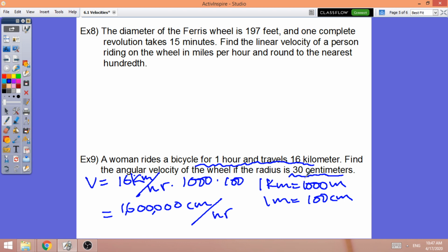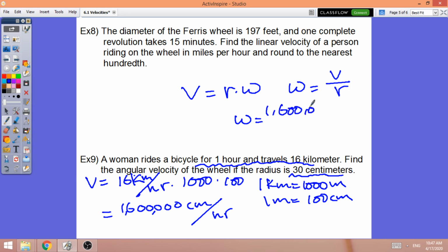And now we do know the radius. So the radius is 30 centimeters. One thing we notice: V equals R times W. So that means W equals V over R. So for V, we do have 1,600,000 centimeters per hour, divided by R, which means you multiply by the reciprocal of R. So 1 over 30 centimeters.